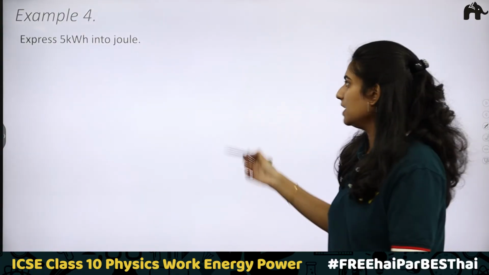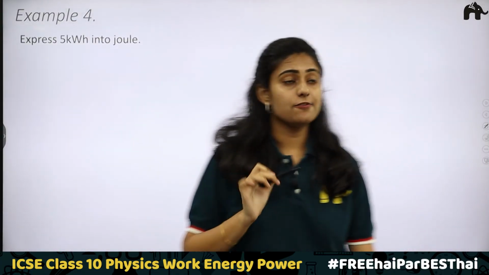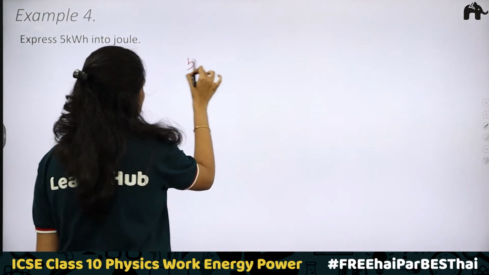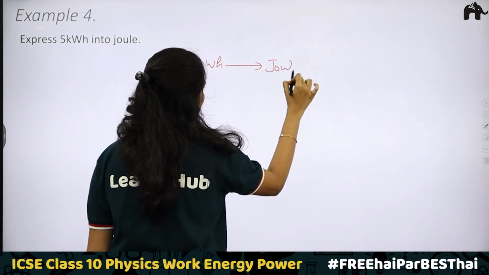Let's take an example. We have to express 5 kilowatt hours into joules. Okay, 5 kilowatt hours into joules. How to express?